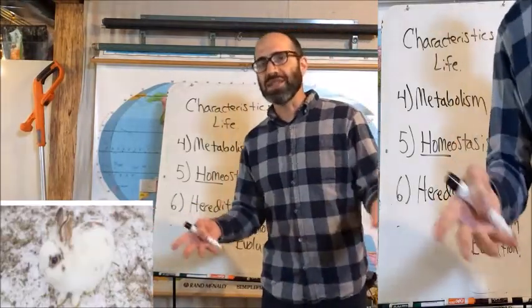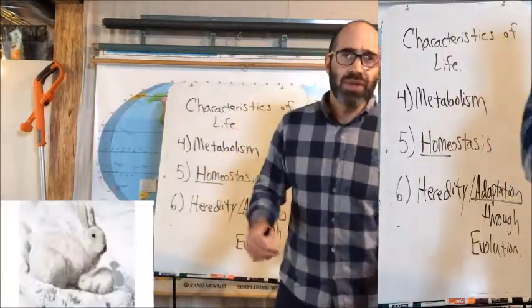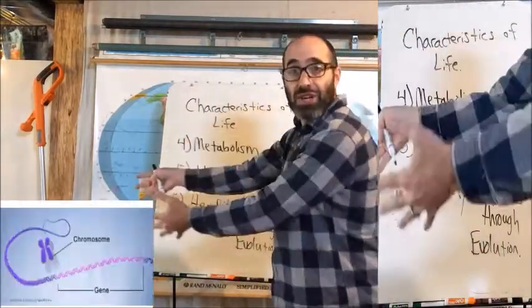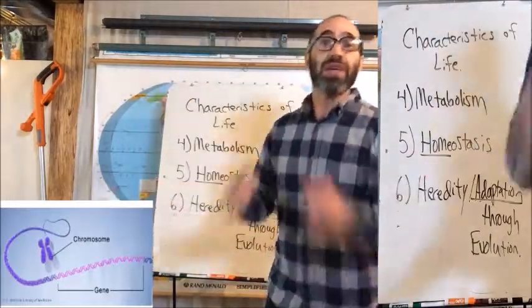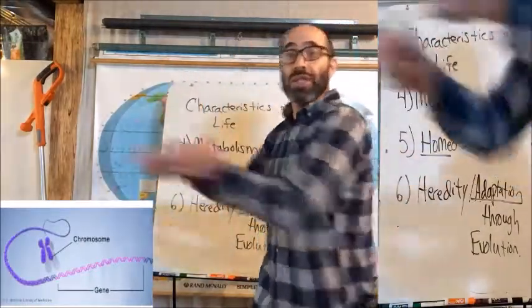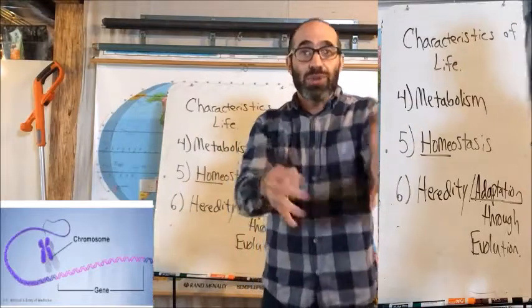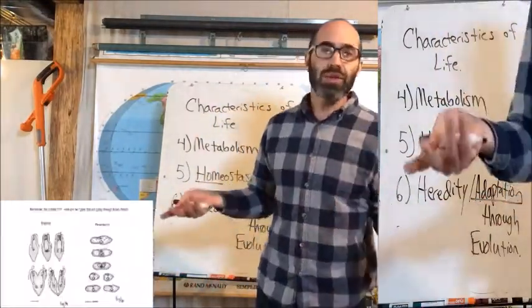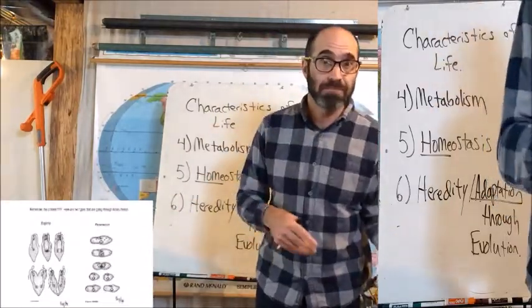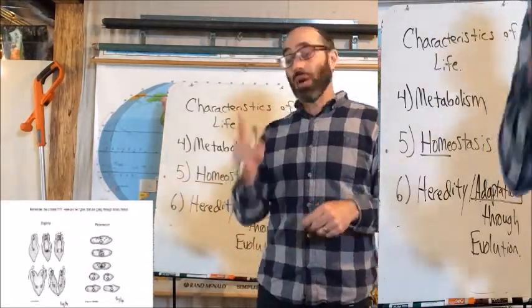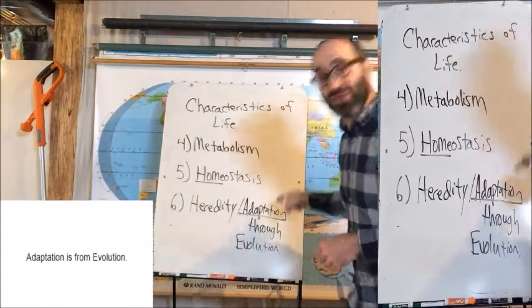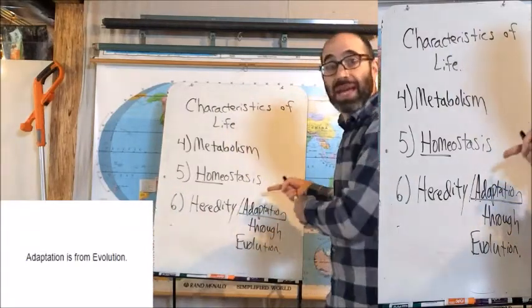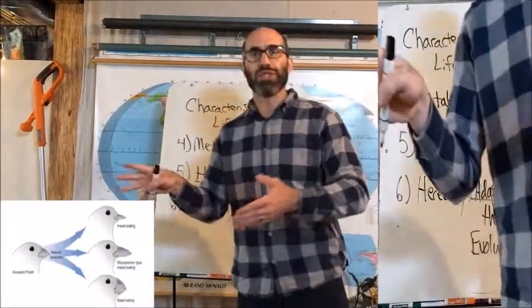Because if you avoid being eaten, you live. And if you live, you can make it to babies. And if you make it to babies, your heredity gets passed on to the next generation. If you don't make it to babies, then no heredity to the next generation. It ends with you. Now, organisms that can clone themselves, it's the same thing. So, adaptation is from evolution. Evolution creates adaptation. Adaptation through evolution.